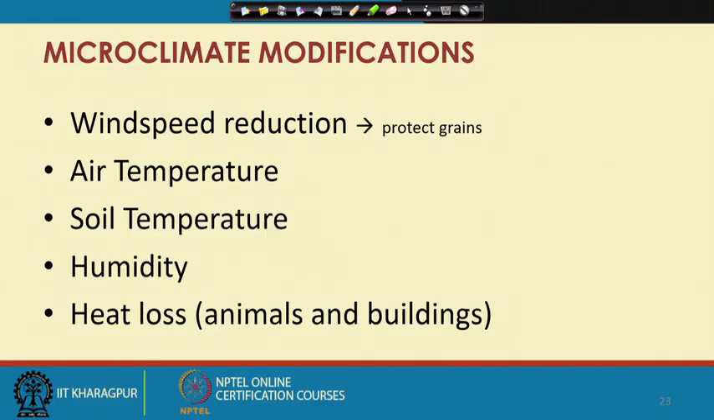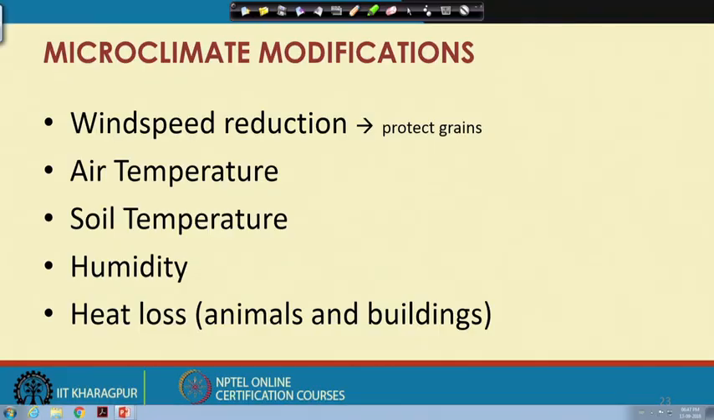Now, let us see how it is modifying the microclimate. Since the wind speeds are reduced here, it can modify the air temperature, soil temperature, relative humidity, daytime air temperature, nighttime air temperature, heat loss, etc. These are the parameters that can be affected by the modification of microclimate because of the reduced wind speed. So, this is a very important figure.